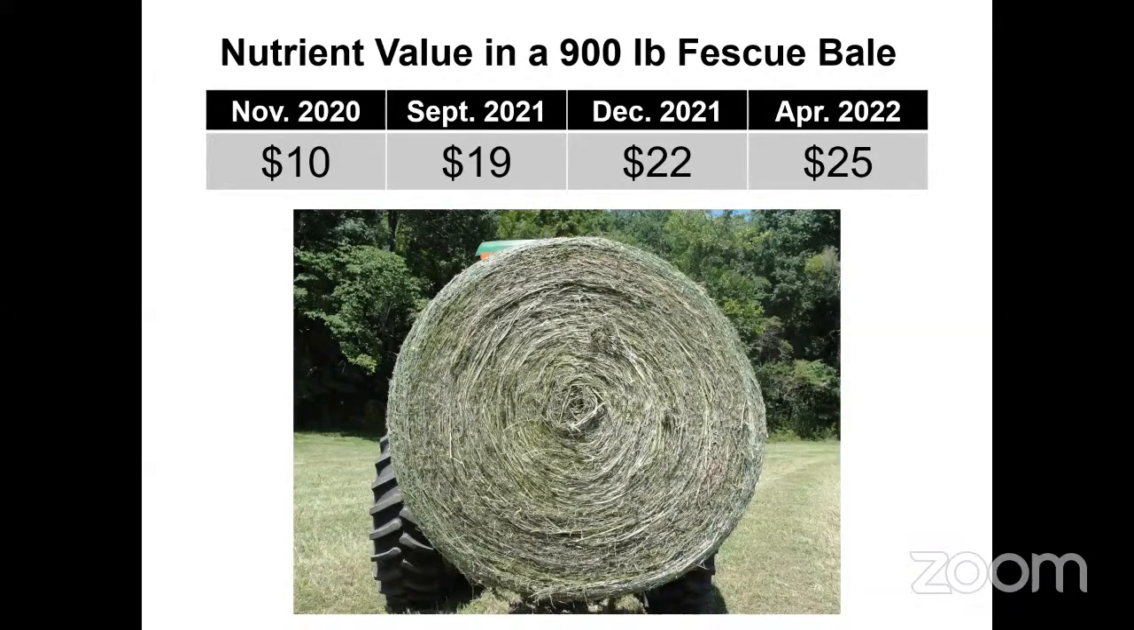Calling one of our local fertilizer dealers, I've tracked the price of fertilizer in the last year and a half. When I first called him about a year and a half ago, November of 2020, when you add up the nutrient value in that hay bale, it was about $10 in that one bale. It jumped last year, and then it continued to jump from September to December. Then I called again yesterday and got prices, and I assigned those prices to the nutrient removal of a 900-pound fescue bale, and we're up to $25 now. So it's gone up in just a short time. It has multiplied 2.5 times. And so that is an issue for making hay.